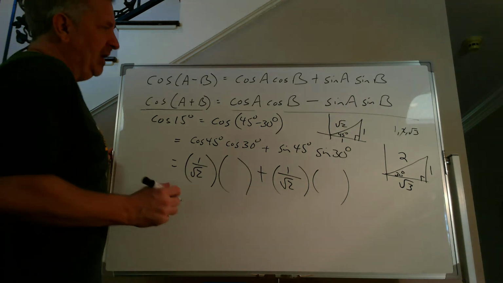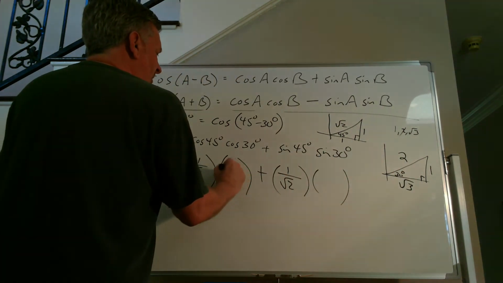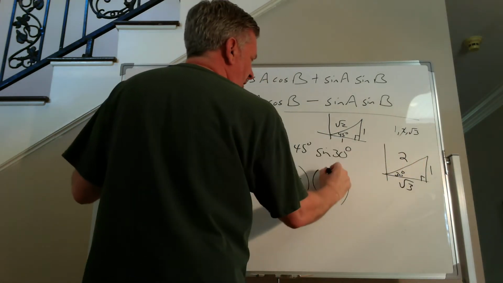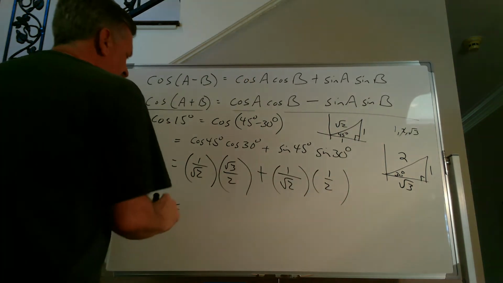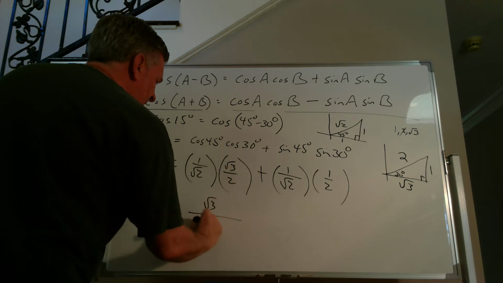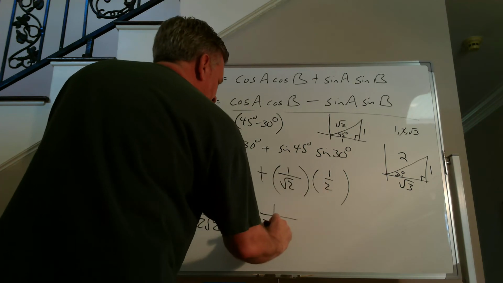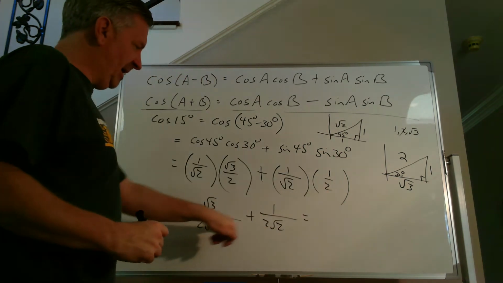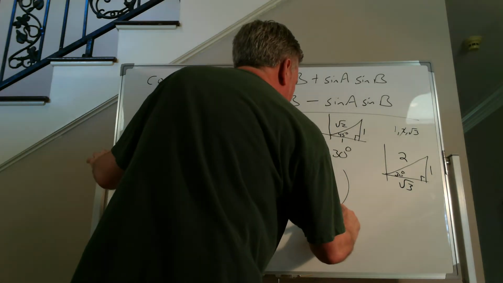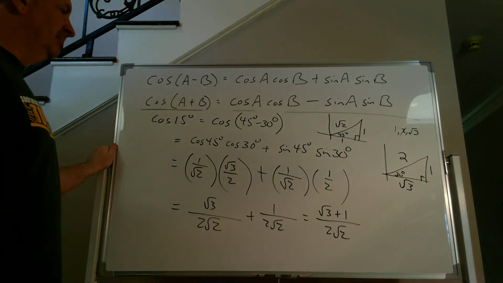And now what's the cosine of 30 degrees? It's x over r, or adjacent over hypotenuse, square root of 3 over 2. And sine of 30 is opposite over hypotenuse, y over r, that's 1/2. Again, to multiply fractions, you just multiply numerators and denominators. 1 times root 3 is root 3, and 2 times root 2, plus 1 over 2 root 2. Notice I already have the common denominator built in, 2 root 2, so you just add the numerators: square root of 3 plus 1 over 2 root 2. Okay, and there's your answer.